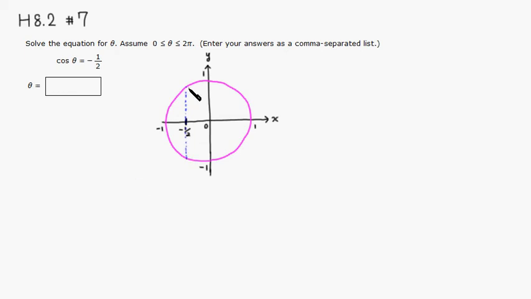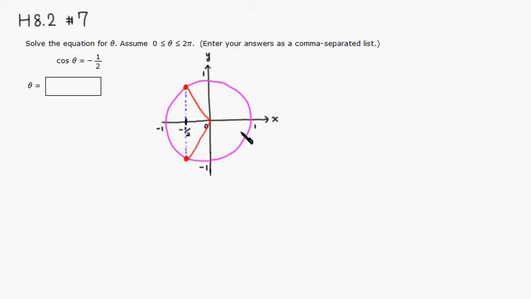So you can see that we can find a couple of points. This is one point, and here's another point. These 2 points are on the unit circle, and at the same time the x coordinate is -1/2. So connect this to the origin, and then connect the other point to the origin.